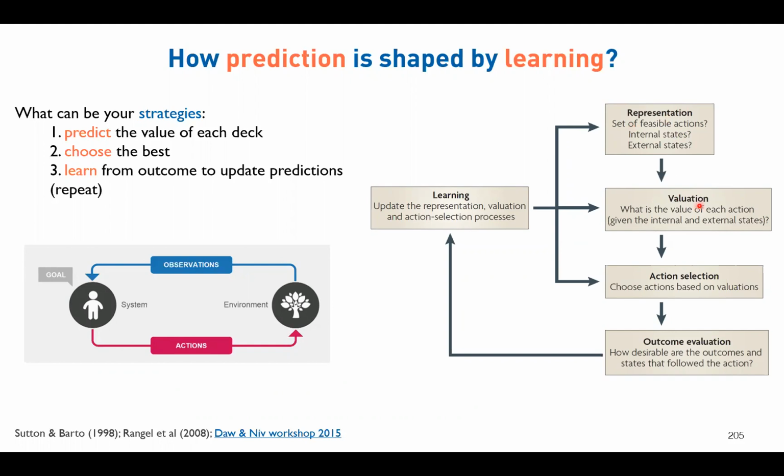And then the valuation is the prediction here. You will make predictions regarding which one is valuable, which one is not valuable. And then you behave, you make the decisions accordingly, according to your prediction, according to your value. And you will receive feedback from your action. And then you use this feedback to learn to update your prediction. So this is the idea, and now everything is connected.